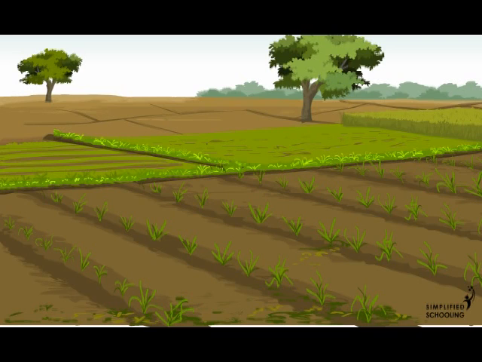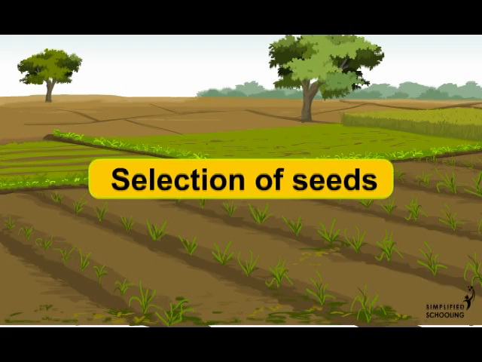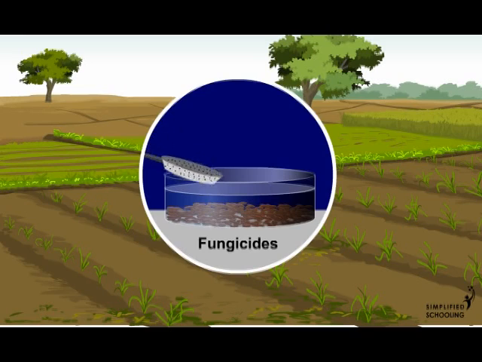After preparing the fields, the next step is the selection of good quality seeds and sowing. Quality seeds have a direct bearing on yield, hence improved varieties should be used. It is always better to treat seeds with fungicide before sowing. This will prevent the attack of fungus.